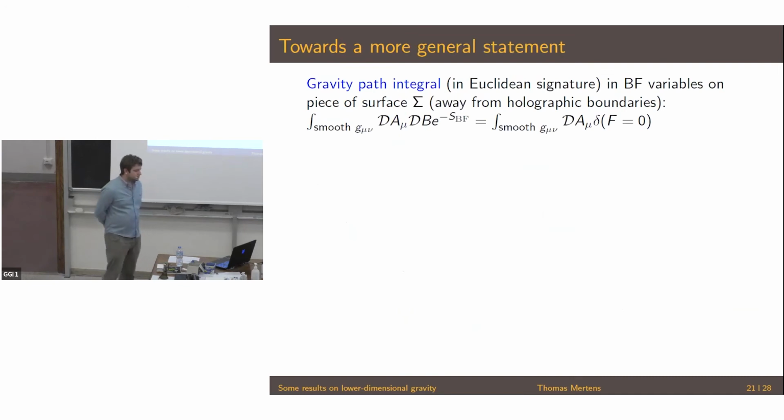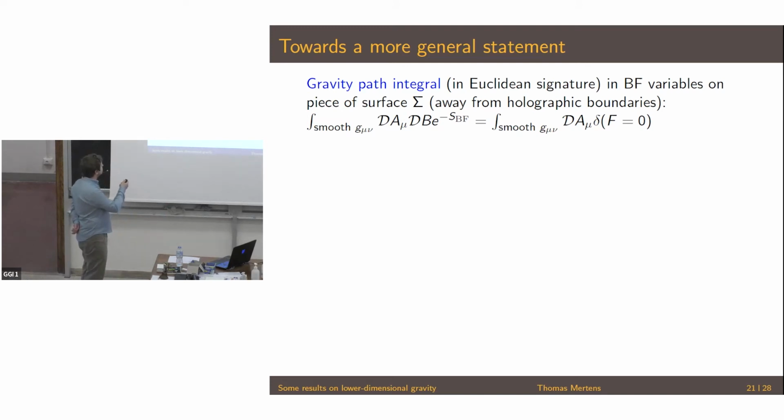Okay, so now let's try to work towards a more general statement on this. So let's consider the gravity path integral in Euclidean signature, and let's do it in the BF variables on some piece of surface that I call sigma, some interior piece away from holographic boundaries, or a closed surface if you want. So I imagine doing this path integral over A and B, so these are the BF variables, and I restrict to having just those connections A mu that would correspond geometrically to a smooth metric. So how does one evaluate this path integral?